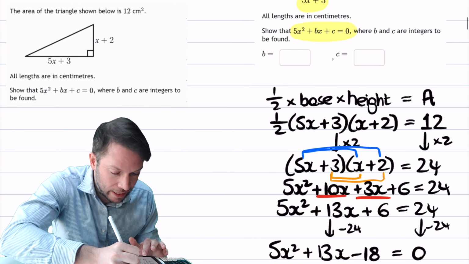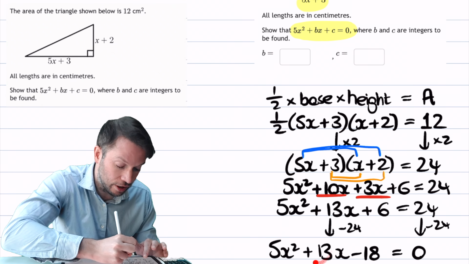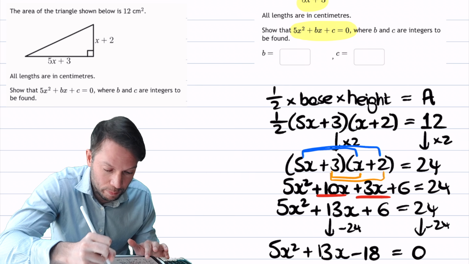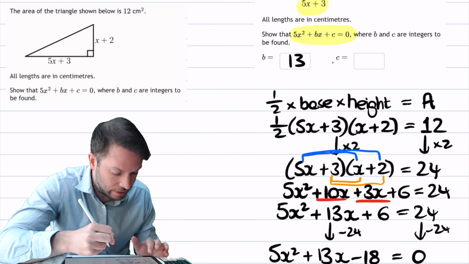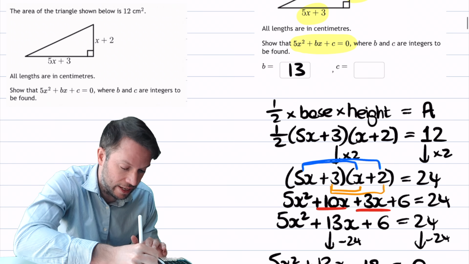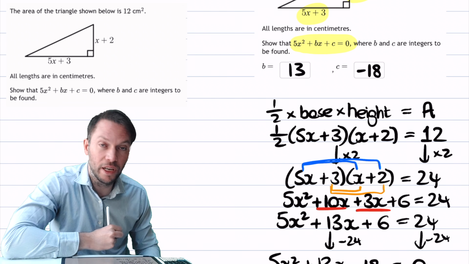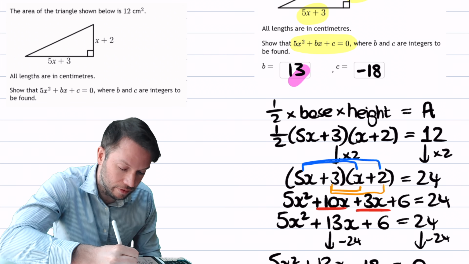So the b here is the number in front of the x, the coefficient of the x as we call it. So the b here is 13. And the c is the constant term at the end, the term without a variable, which is minus 18. And that is the final answer.